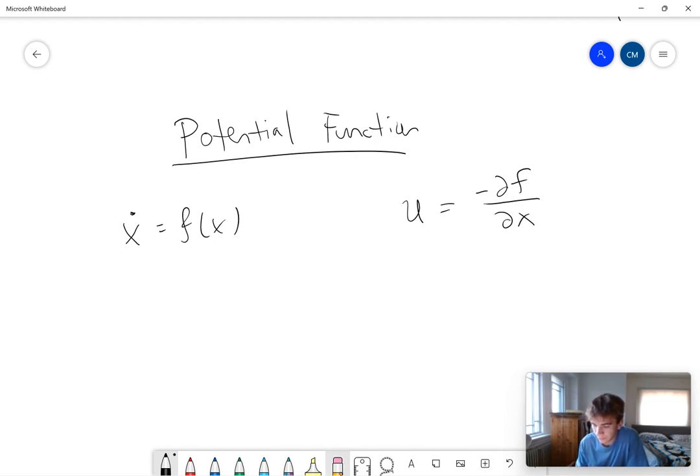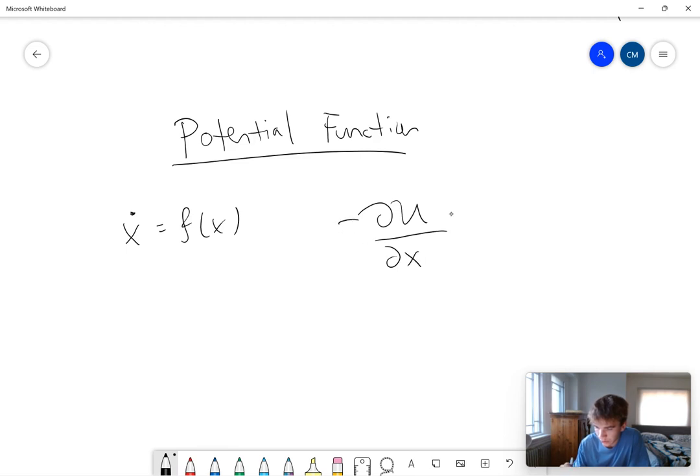Wait. I think it's the other way around. Yeah, no, this is the other way around. Okay. It's fine. So u, partial u over partial x is equal to f. Okay, I'm going to delete this. I'm going to crop this part of the video out.